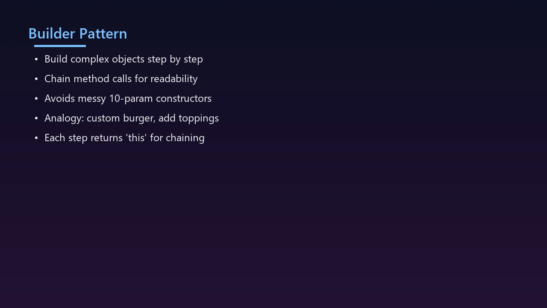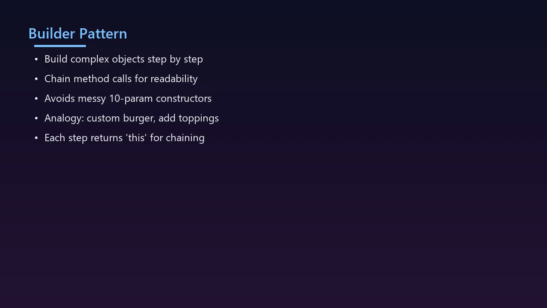Think of ordering a custom burger. You say, "Add cheese. Add lettuce. Add extra sauce. Hold the onions." Step by step. The builder pattern works the same way. Each method sets one field and returns the builder itself, so you can chain calls. Finally, call build and your object is ready.